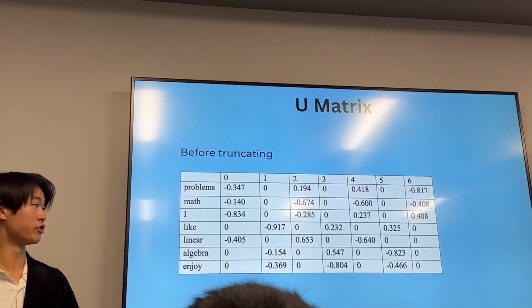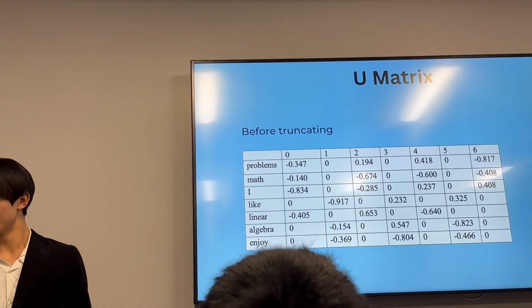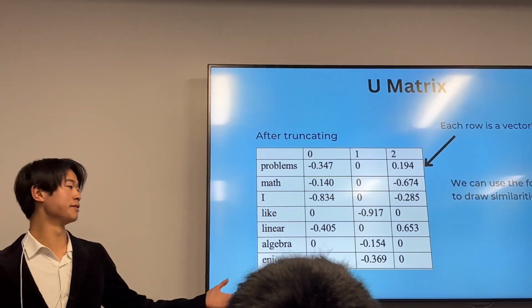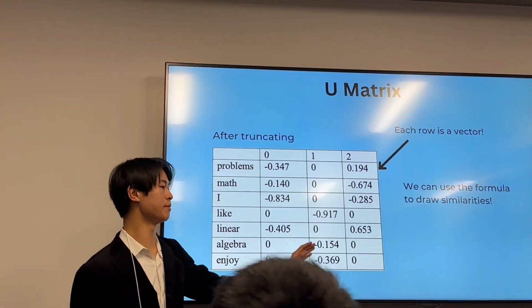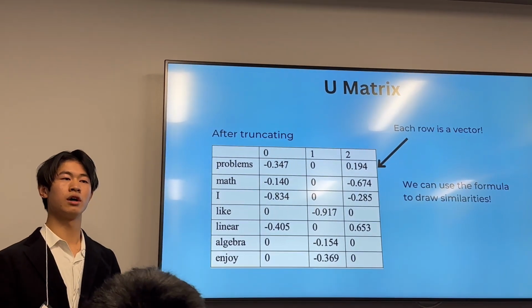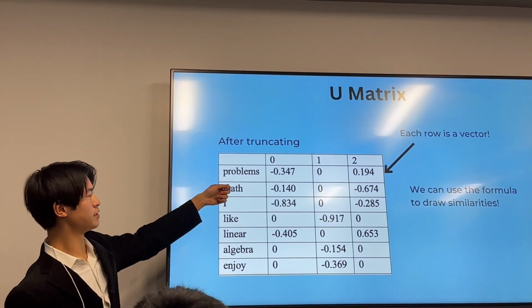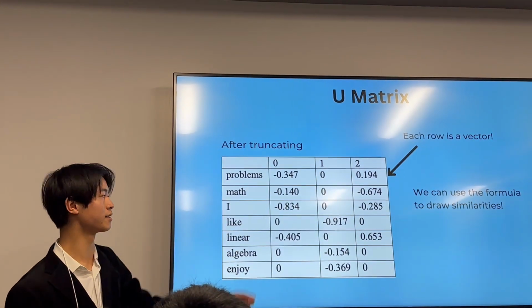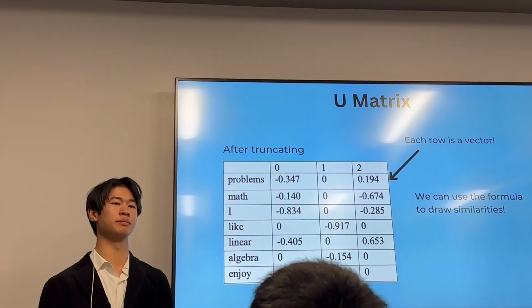So this is our U matrix before truncating, and this is our U matrix after truncating. As you can see, it's a lot smaller. We can extend this or shorten it depending on how accurate we want our model to be. What do you notice? Each of these words have, again, 3 dimensions. It's another vector. And now because we have these vectors, we can again draw similarities.